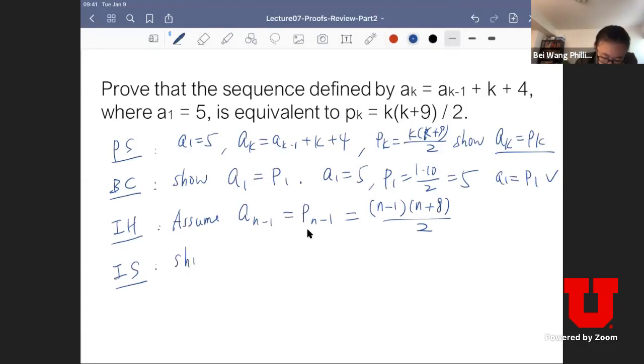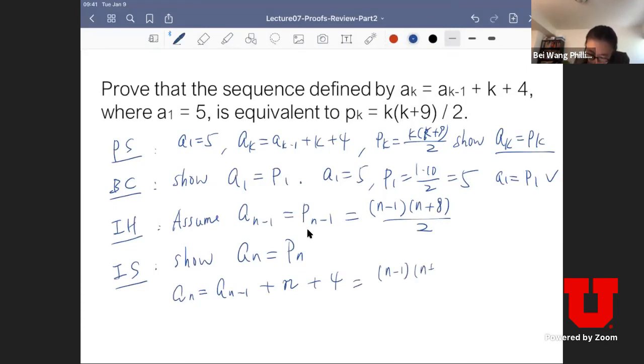Now, for the induction step, I want to show that An is equal to Pn. What does this mean? This means I'm going to use the induction hypothesis. In this case, I'm going to say An by the recursive formula is equal to An minus 1 plus n plus 4. I'm going to substitute An minus 1 in here. So remember, An minus 1 is equal to n minus 1 times n plus 8 over 2, plus n plus 4. And I'm going to go through a bunch of algebra.